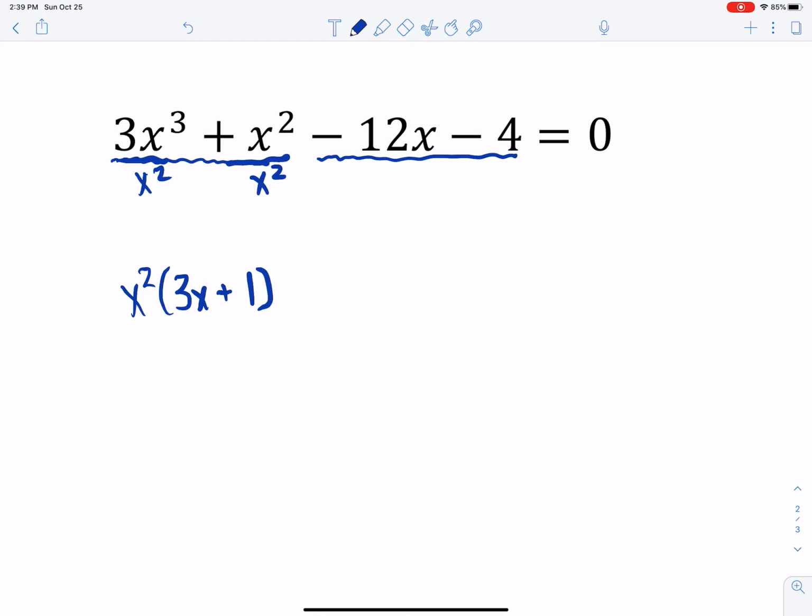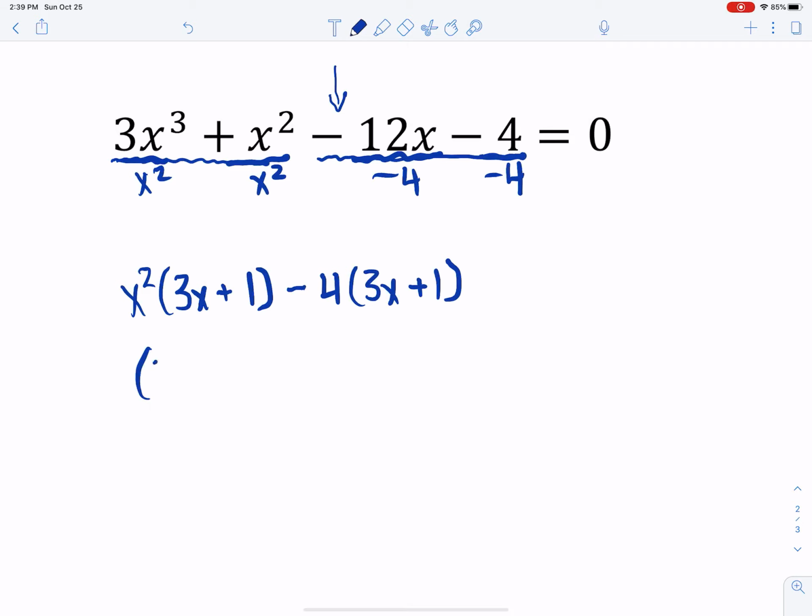For that next group, for 12 and 4, you could factor out a 4, but remember something we talked about when factoring by grouping. If that second group starts with a minus, you have to factor out something negative. So here, we're going to divide both of those by negative 4 to see what's left over. Negative 12x divided by negative 4 is 3x. Negative 4 divided by negative 4 is plus 1.